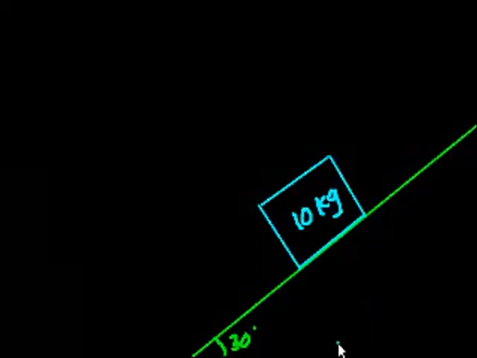Welcome back. Now that we know a little bit about inclined planes and we know a little bit about friction, we can combine them and figure out what happens to an object when it's on an inclined plane that actually has friction. So let's just do the problem.